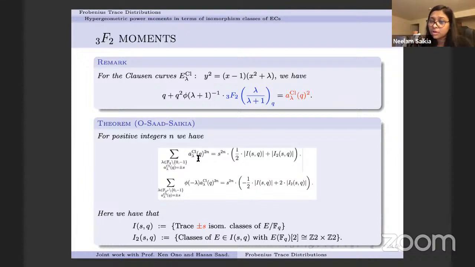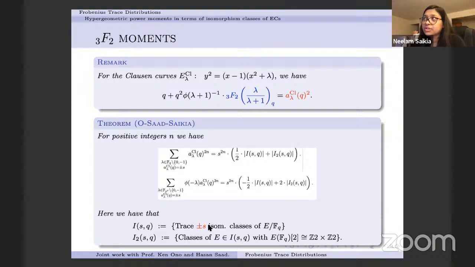So if we take the even power, all are equal, and we add those traces, and we obtain that this can be expressed as the size of these two sets, where these two sets, ISQ and I2SQ, are defined in these two ways. So ISQ is the set of isomorphism classes of elliptic curves over FQ whose trace is given by plus or minus S.